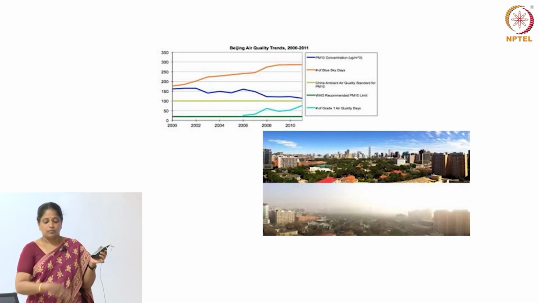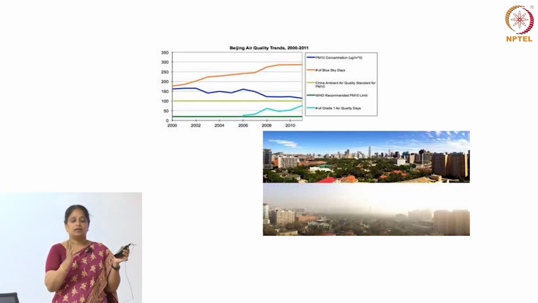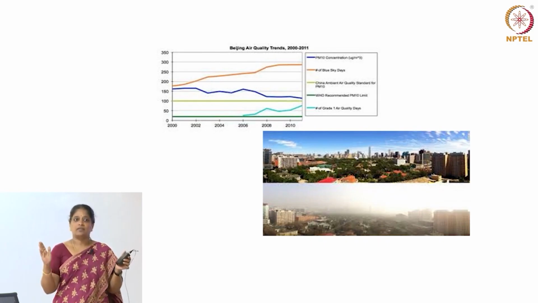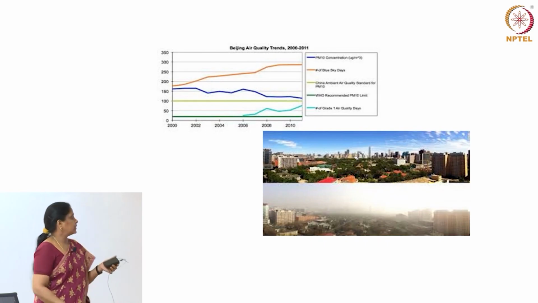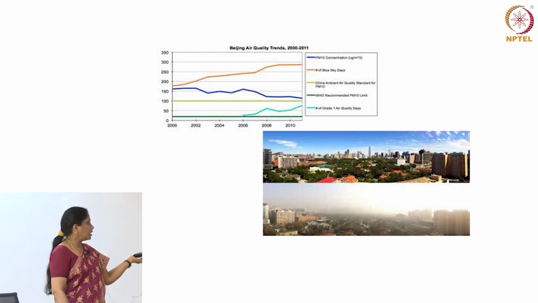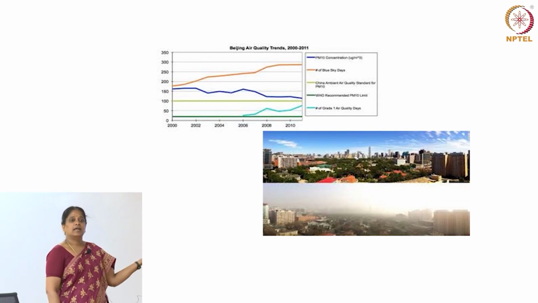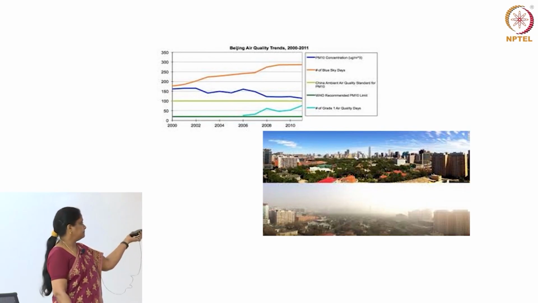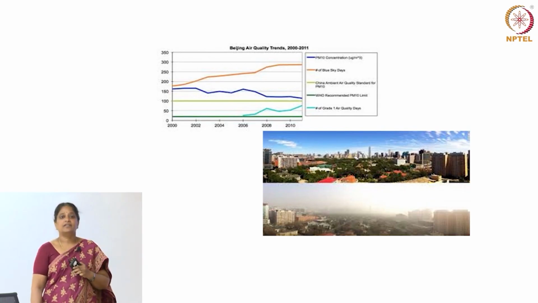So, Beijing's air quality has improved drastically. Soon after the Olympics, they continued the measures they took for the Olympics, and you can see the before and after, the big picture. The smog, just 8 months before the Olympics, and what happened after that.